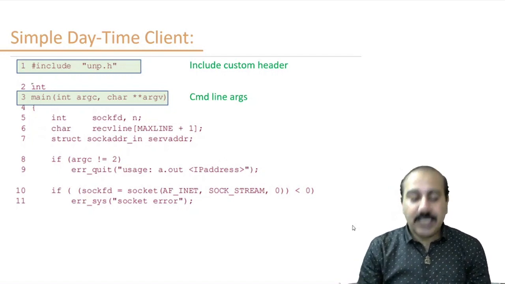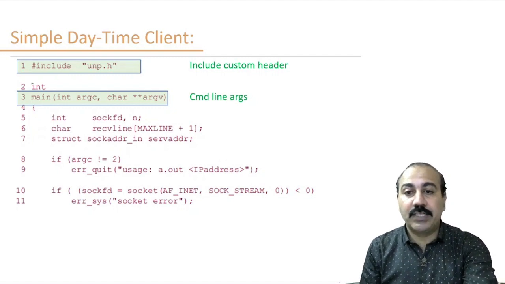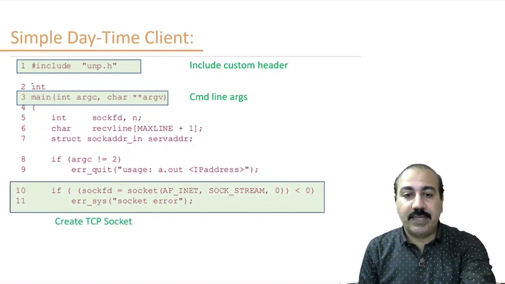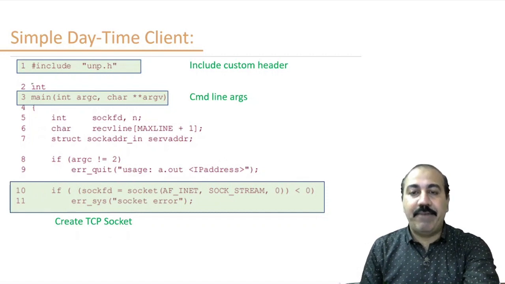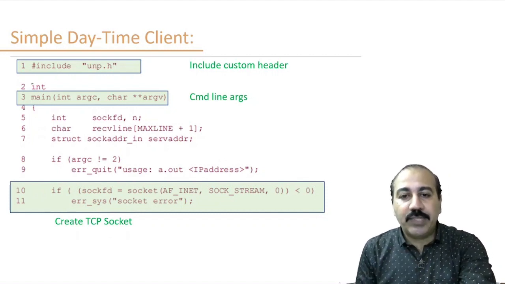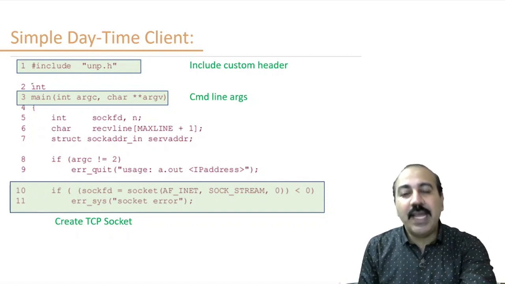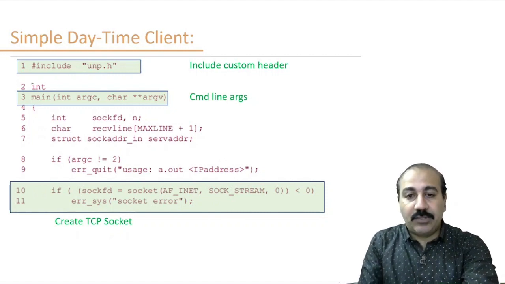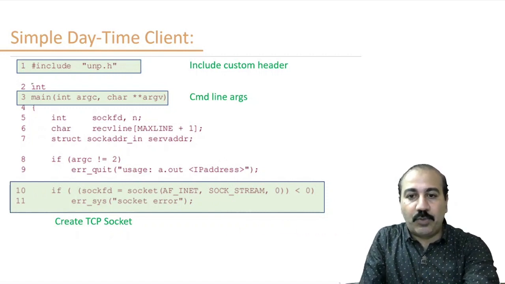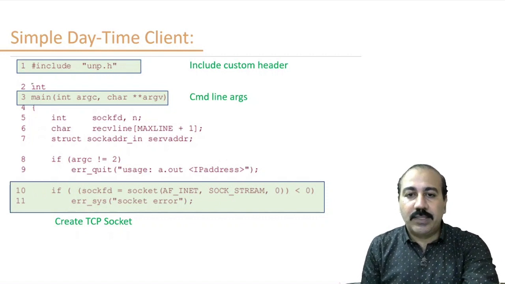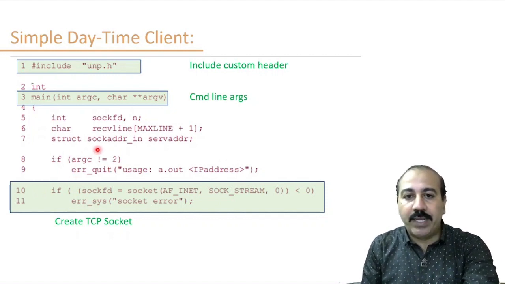The next set of instructions which I want to highlight here is line number 10 and 11. That is, we are using the socket function, and we are using a variable called sockfd, and there is a function called err_sys. So I'm just pointing it out: socket is one function, we have a variable sockfd and the err_sys function. I will come back to line number 7 later. First we will go through what this is.